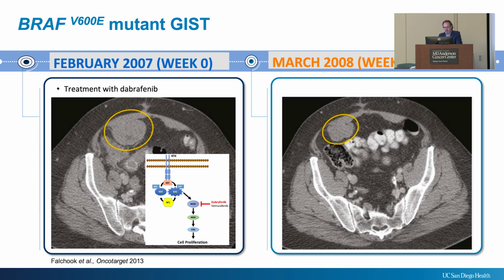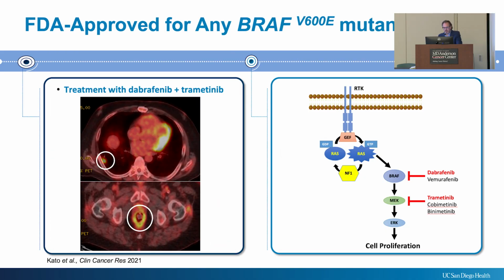At the time, it was just a bunch of numbers and letters before they came up with the name dabrafenib, as it was ultimately FDA approved. And what you can see here is there was a modest shrinkage of the size of this tumor. But what's evolved over time is that now there's an FDA-approved combination of two drugs for BRAF V600E mutant tumors in general. So this is not just GIST, but any tumor that has a mutation in this gene, which most commonly we see in melanoma, but you can see it in other tumor types, including GIST.